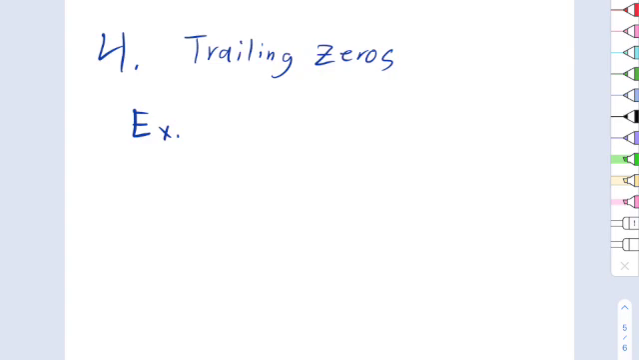Let's take a look at the next example, 1.00. We consider both zeros, because those two are both trailing zeros, we consider them significant. So when we have 1.00, there will be 3 significant digits in total.